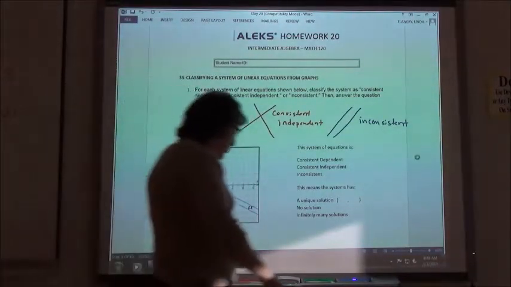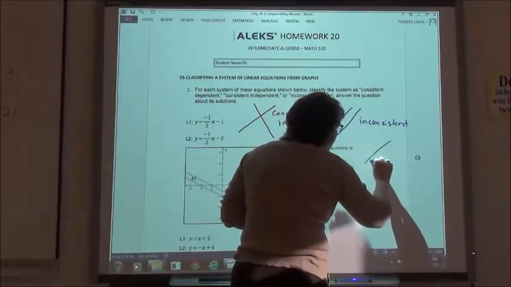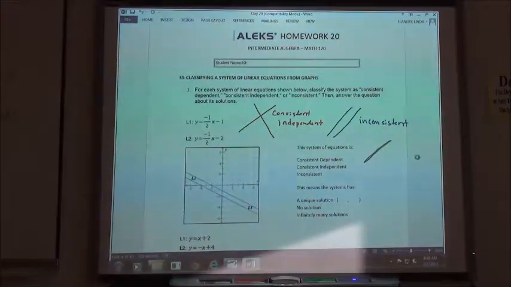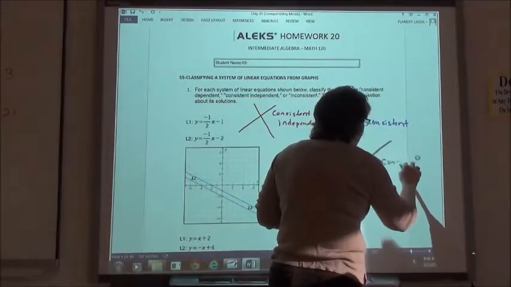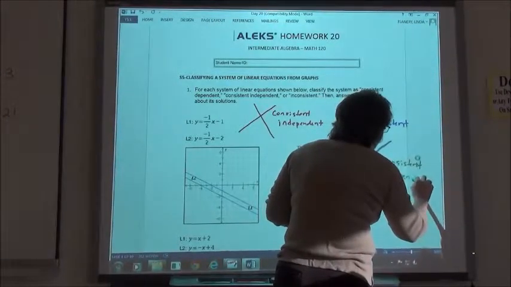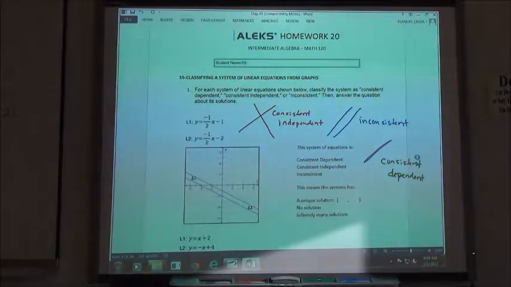And the third way to draw two lines is actually having one line right on top of the other line. If I could draw straight. Every single point is going to work in both equations because they're really both the exact same line. Those ones are called consistent dependent. Consistent because they have answers, dependent because it depends on the equation, but those are going to have infinitely many solutions because there's an infinite number of points on the line, and any point that works in one line is going to work in the other line.